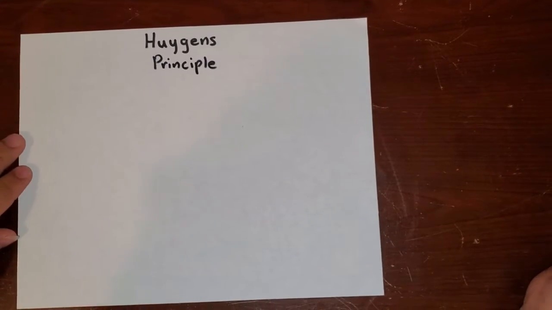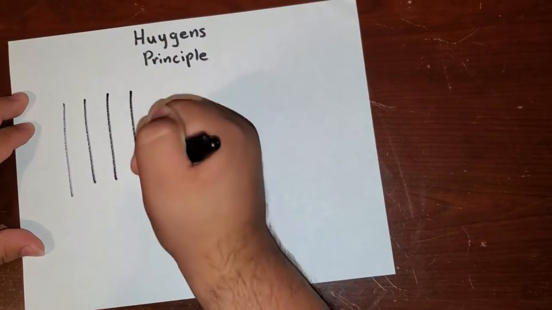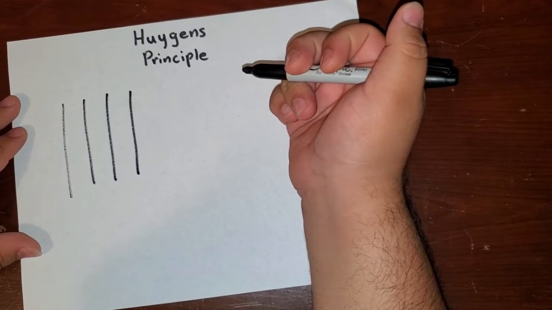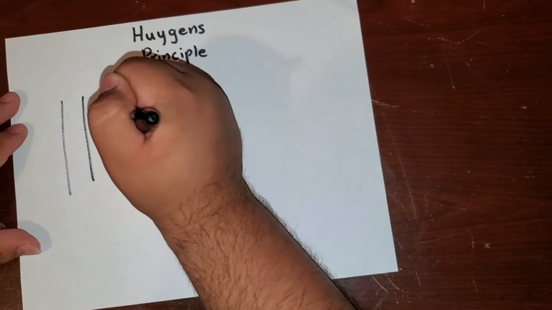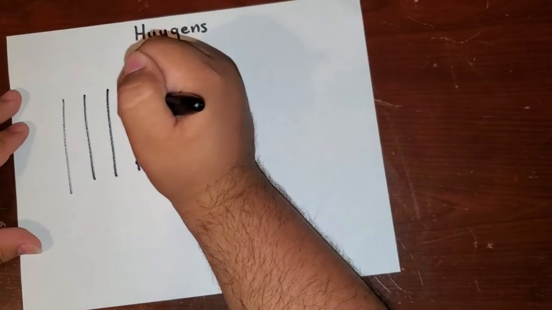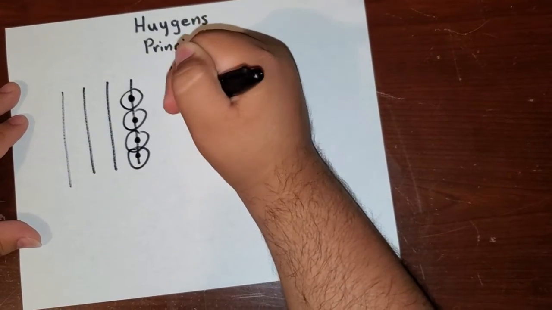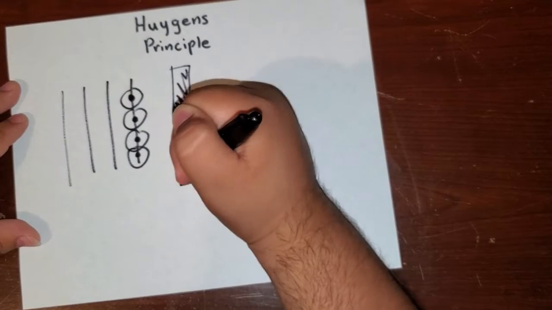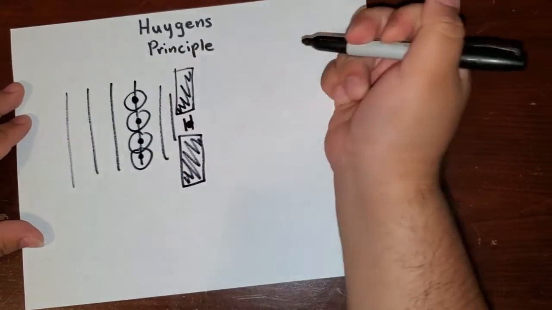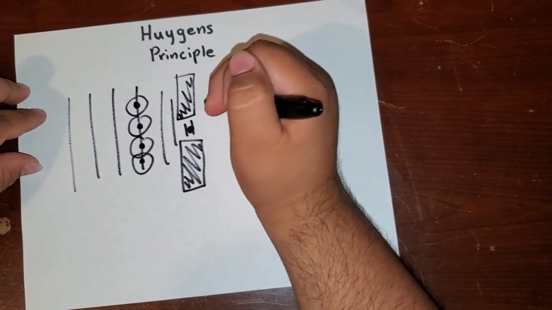So basically, Huygens' principle is there's waves like this that are wavefronts, right? And on the wavefronts, there's points. And each point on the wavefront is a source of spherical waves. So if there's a barrier here that blocks the sound wave, right? I mean, it keeps going, and there's a point right here. And that point is a source for a new spherical wave.